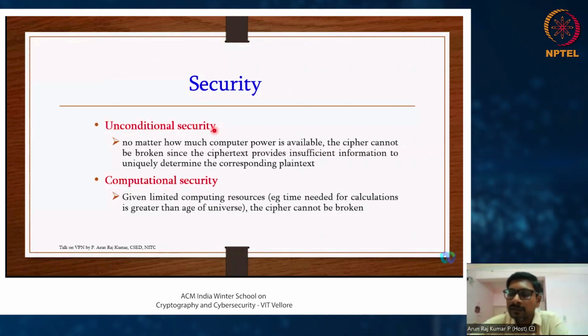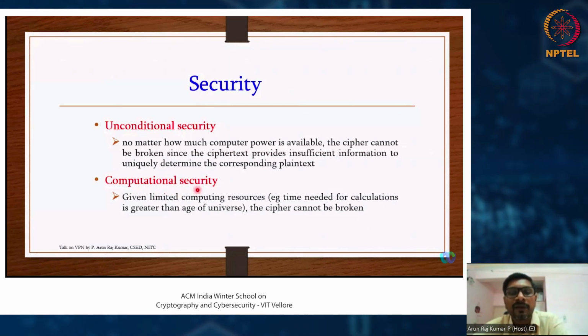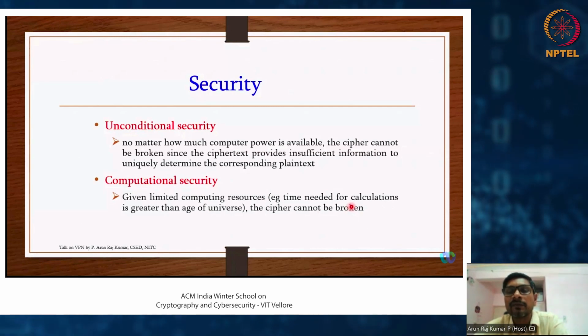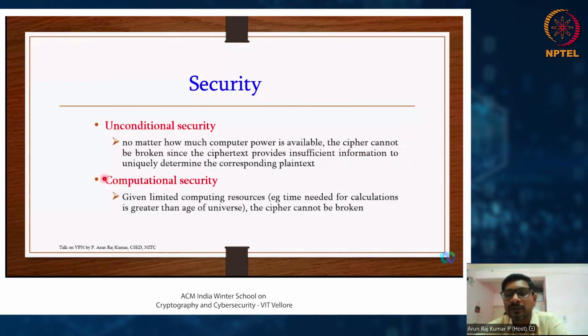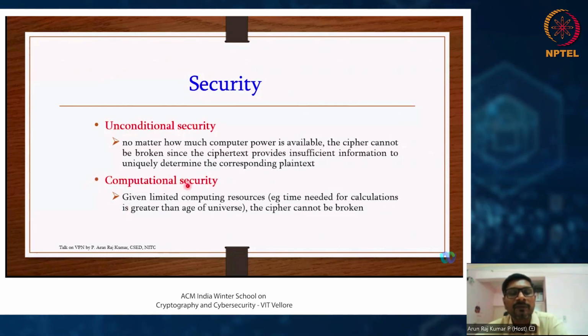What generally all this research and these algorithms that we have right now are based on is the second part, which is actually computational security. Given limited computing resources, I can guarantee that the cipher cannot be broken. Or if you can break it, it will take at least millions of years. By that time, whatever information you have will no longer be valid. So all the algorithms are focused on the computational security perspective.